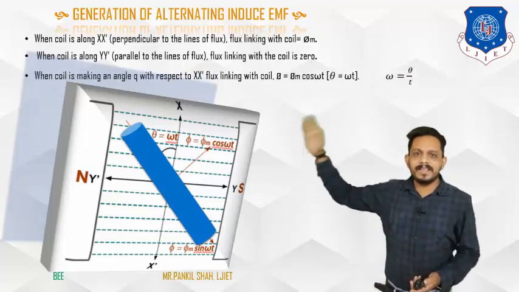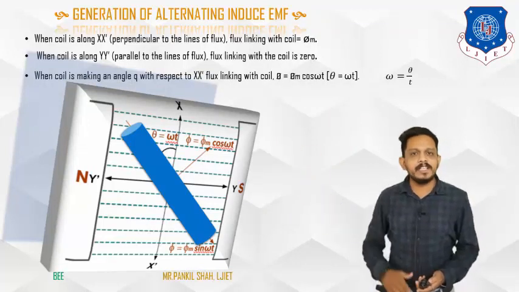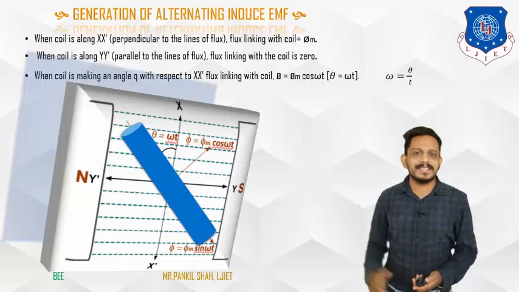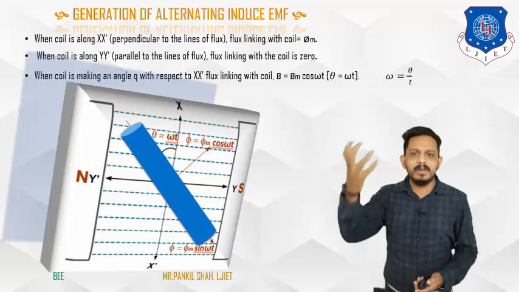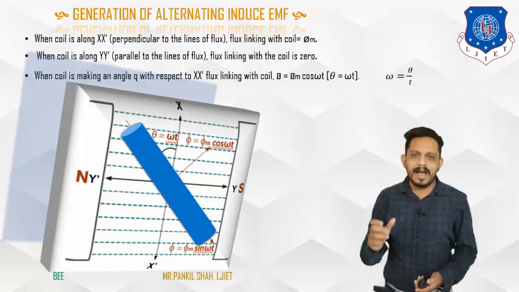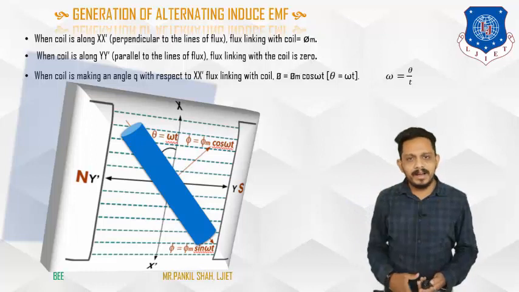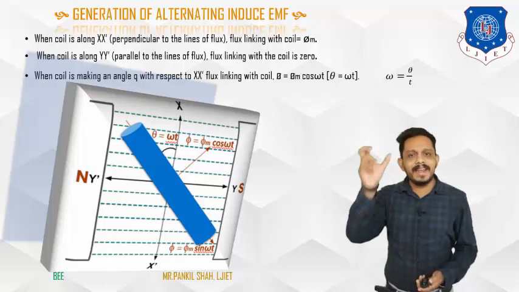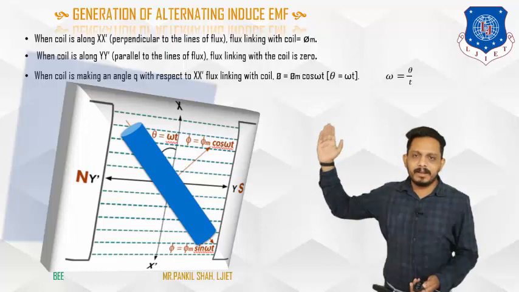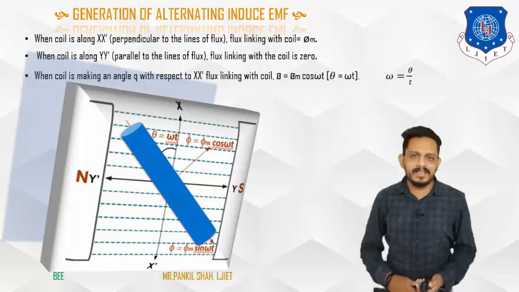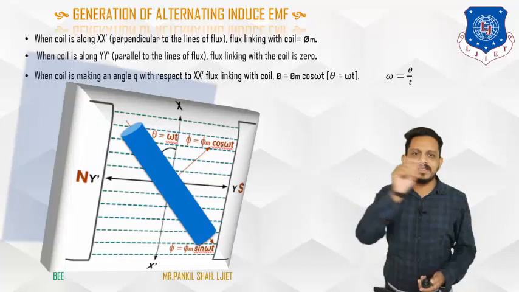Another case is if the coil is not placed at these two exact positions, but at some theta angle from the axis. At this position, the value of flux linking with the coil is given by the formula phi is equal to phi m cos omega t. So this is the formula of flux. At any instant of angle you can find the value of flux linking with this coil. So if our coil is placed at the x axis, that means 0 angle, then you have to put omega t equal to 0, because omega t is nothing but theta, that is the angular displacement. So cos 0 will be 1, so phi is equal to phi m.